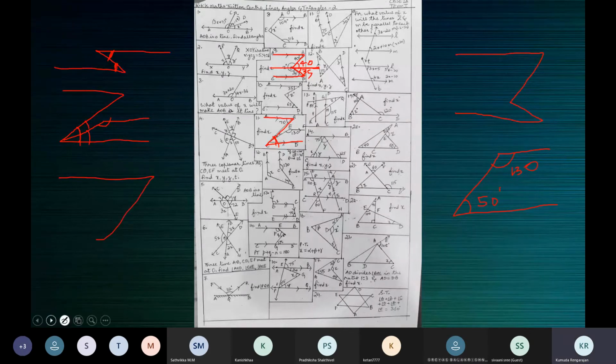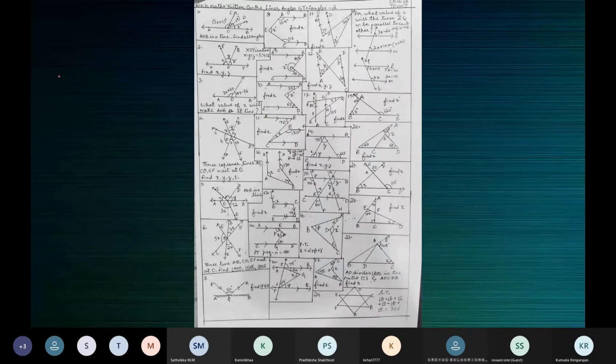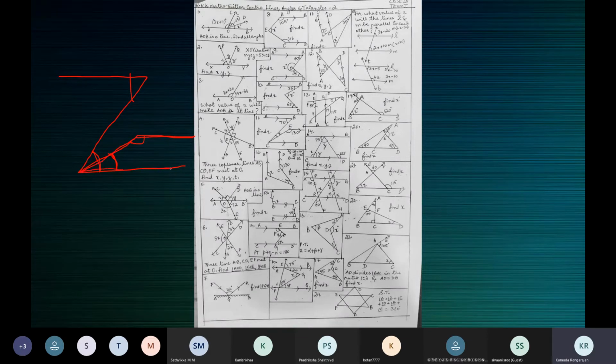Parallel line, transversal, parallel line. This is 70. This is also 70. This full thing is 70. Now you can see this is 130, so this one will be 50. This one is marked x. But this is 70 and this is 70. Alternate interior angles are equal. That means 50 plus x is equal to 70. So x is equal to 70 minus 50, which is 20.